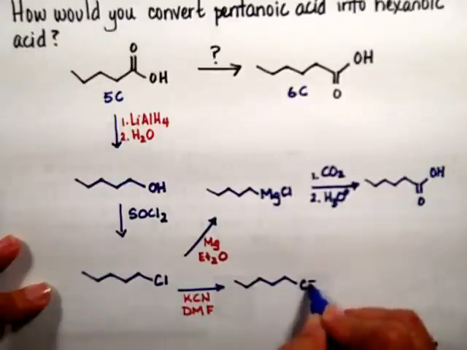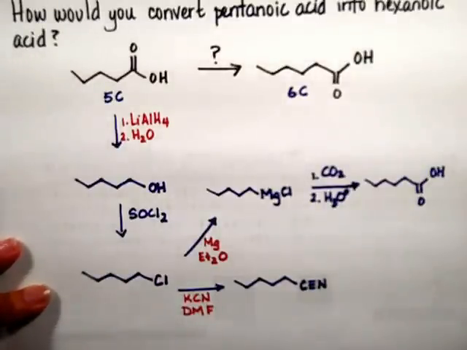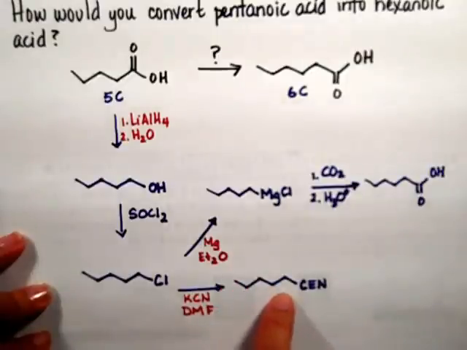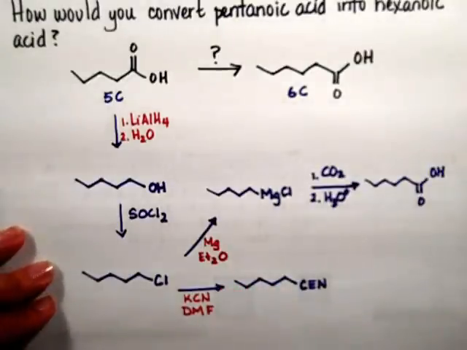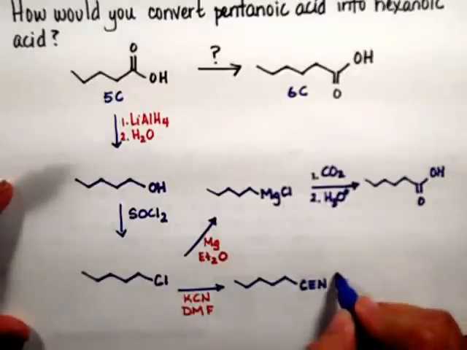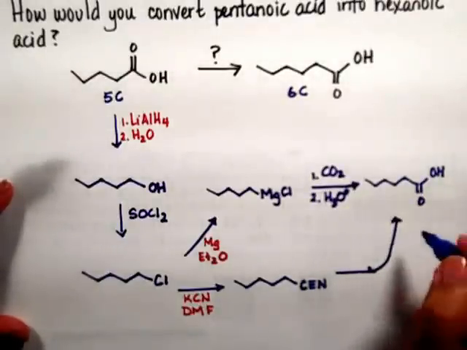So remember, there's a triple bond between the carbon and the nitrogen. And now we're going to hydrolyze the cyanide. So you see, we added already a carbon. Now we have 6 carbons. We have to hydrolyze it, and you can do it under acidic or basic conditions. Actually, let me just point there because it gives you the same.